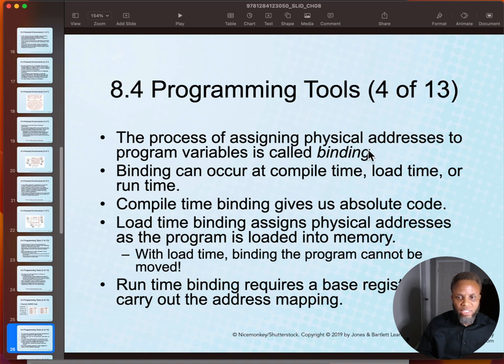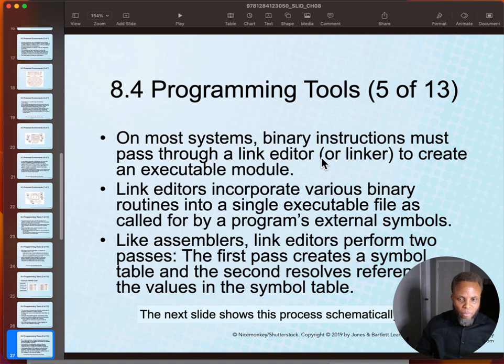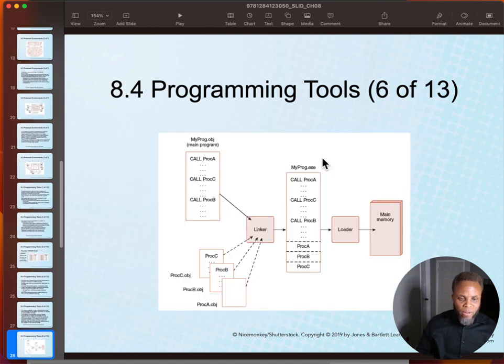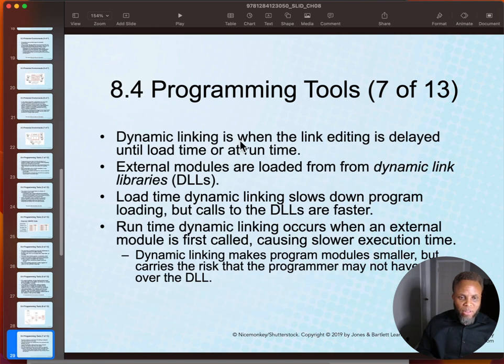The process of assigning physical addresses to program variables is called binding. We talked about that. One of the assignments in the previous chapter was actually creating this. What did I call it again? The variable table. Okay, so that's the concept of binding. How do you map a physical address to a program variable? So read through all of this.